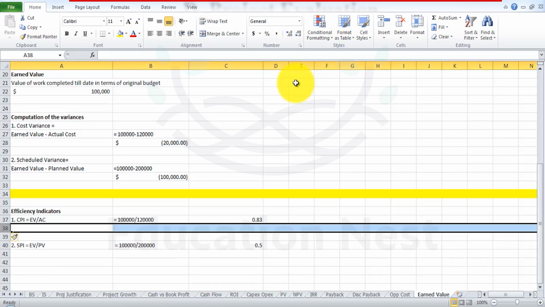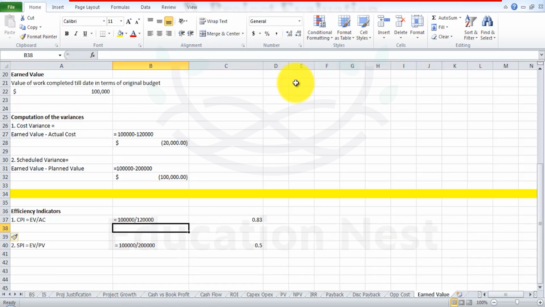Over here, the cost performance index means that for every $1 spent by the company, the project is producing output worth only 83 cents. So here for every dollar the company is spending, the project is only producing an output of 83% compared to every dollar spent.